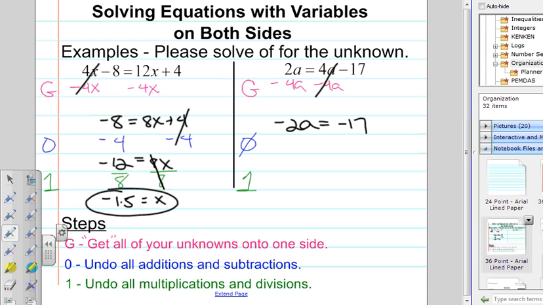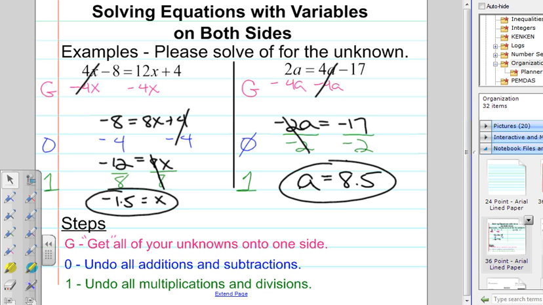This is negative 2 times a, so I'll undo that with division by negative 2. So we see here that negative 2 over negative 2 cancels. So I'll write a, again, because negative 2 over negative 2 creates 1. Pull down your equals. And negative 17 over negative 2 gives you 8.5. That is the number that we could use for a to make the equation true by putting it in here, and it would check out.